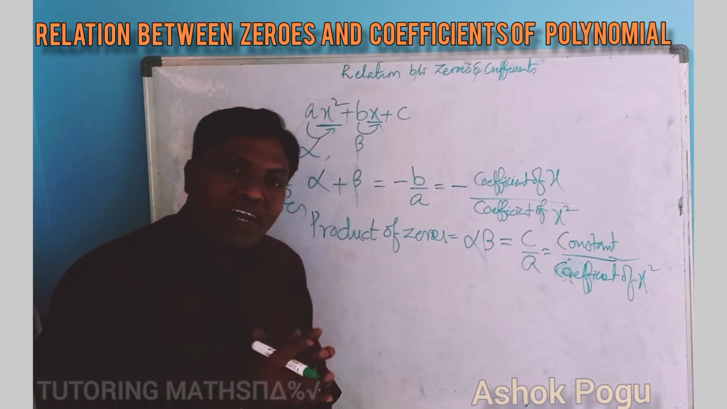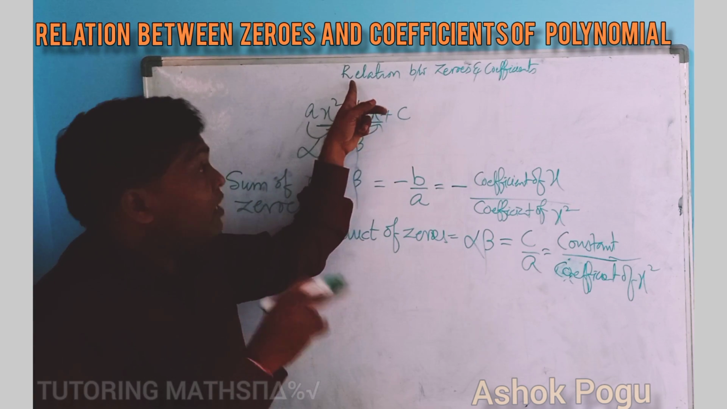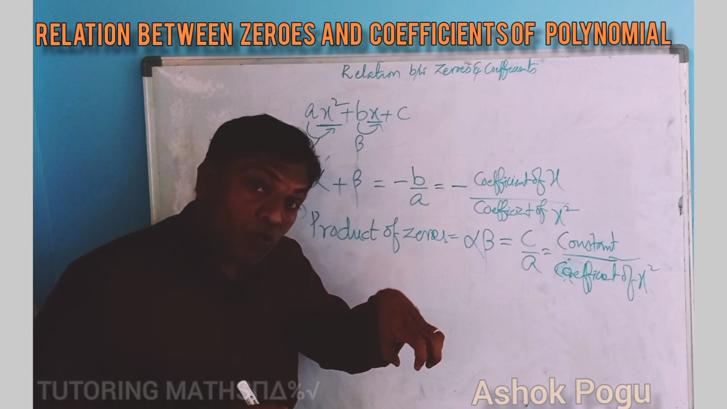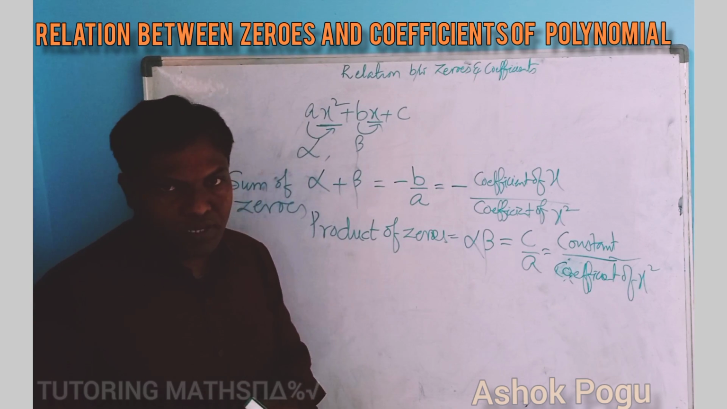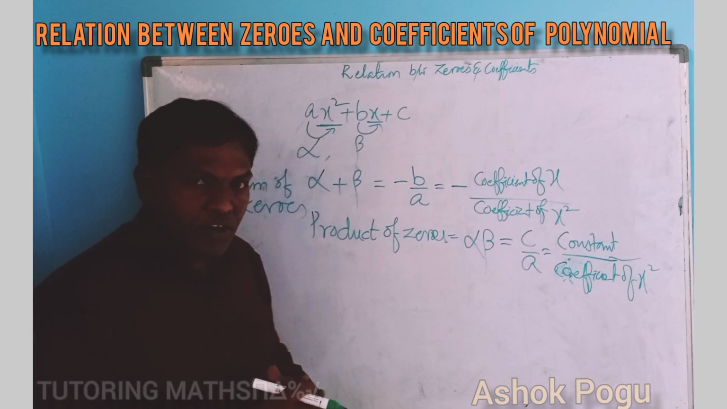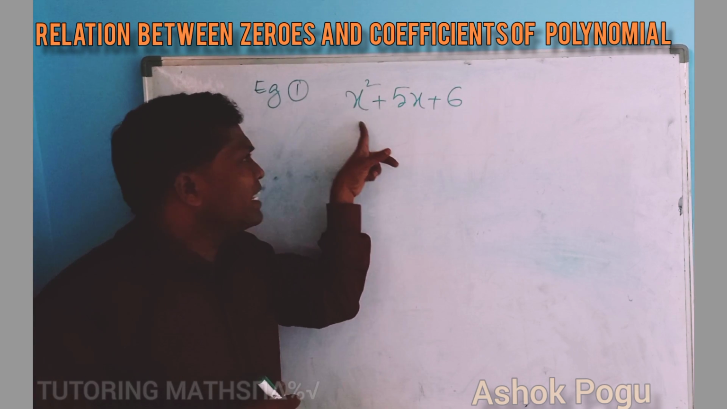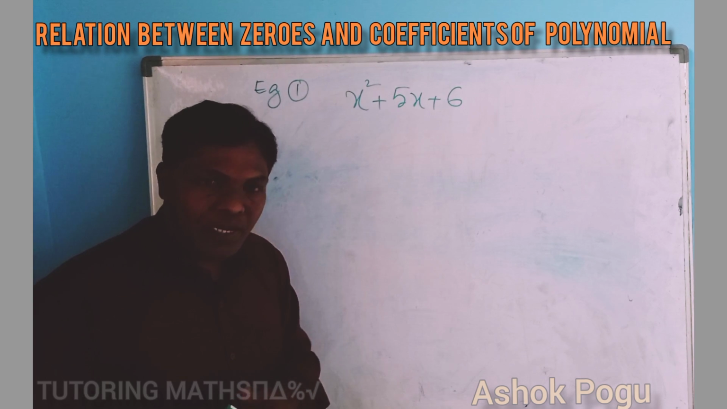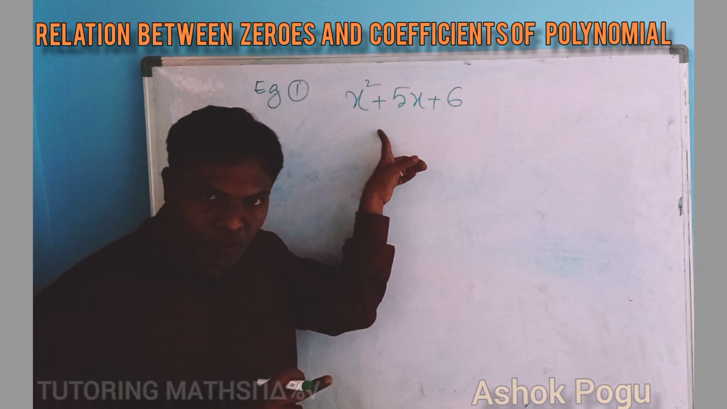Now let us take one example problem and we'll verify. Let us verify the relation between the zeros of a particular quadratic polynomial and its coefficients. I have taken the quadratic polynomial x square plus 5x plus 6. First of all, find the zeros of this quadratic polynomial.